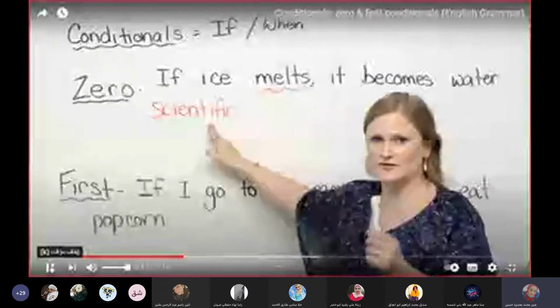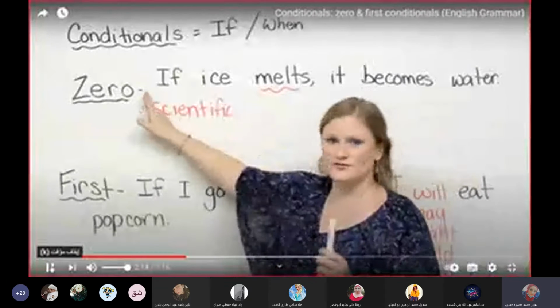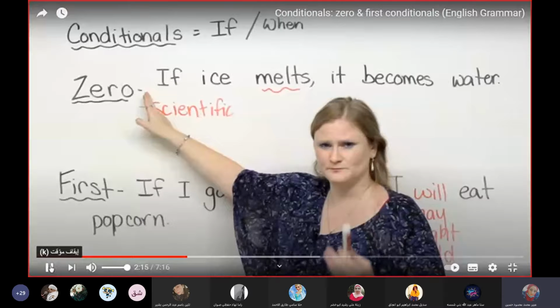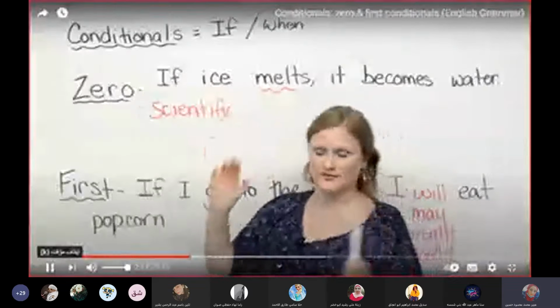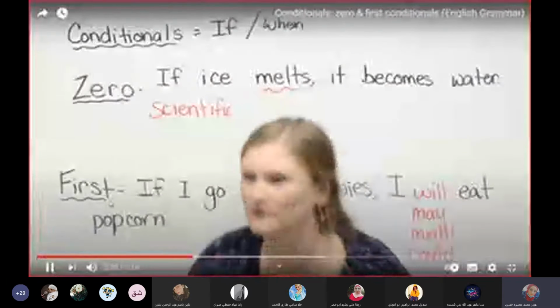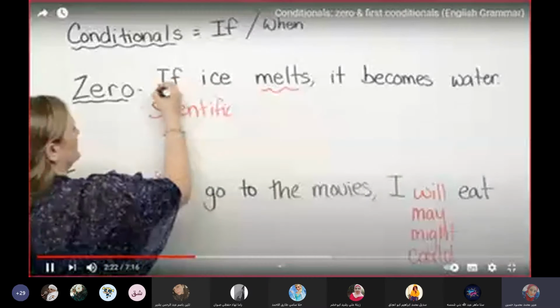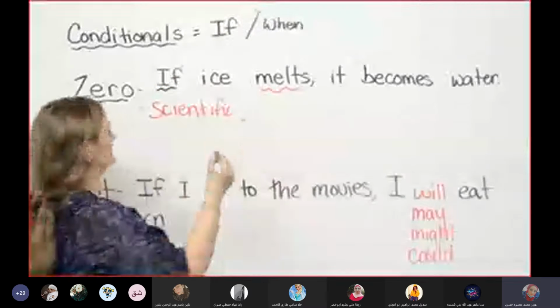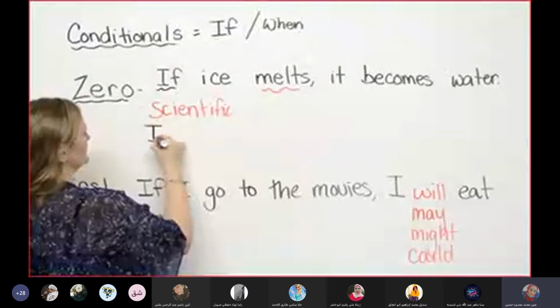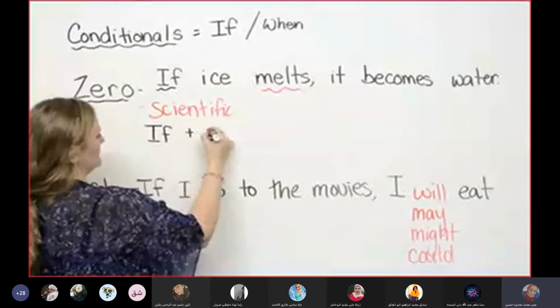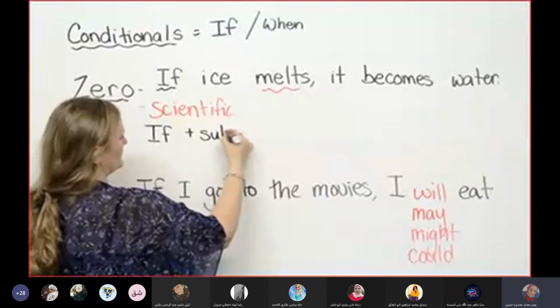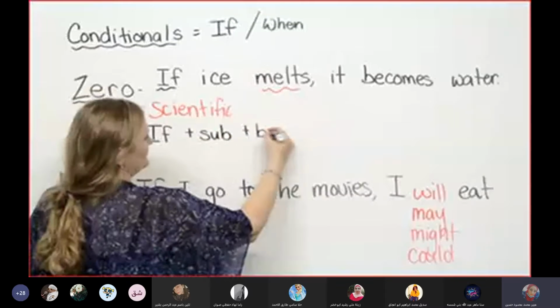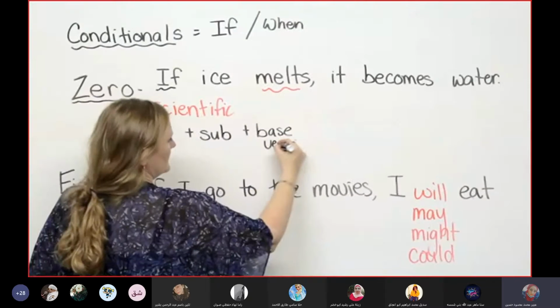So, if something is 100% scientific, you're going to use a zero conditional. How do you make conditionals? This is the fun part. As I told you, conditionals usually start with if or we can use when. So a zero conditional is if plus the subject plus the base verb.